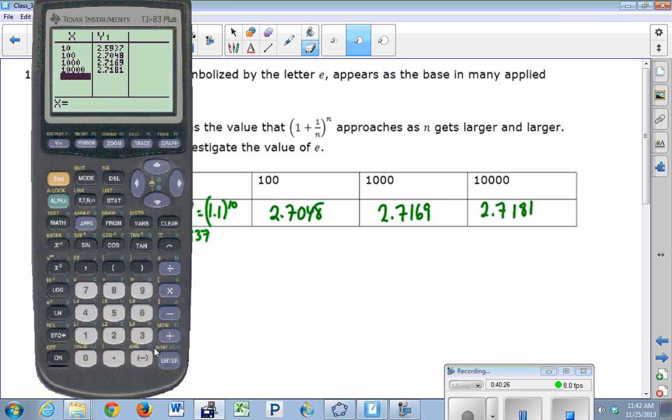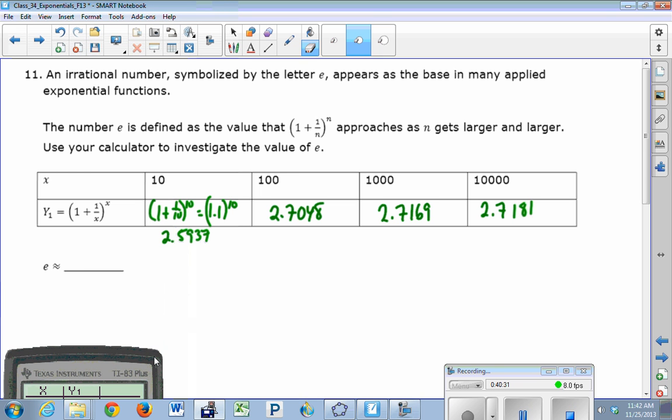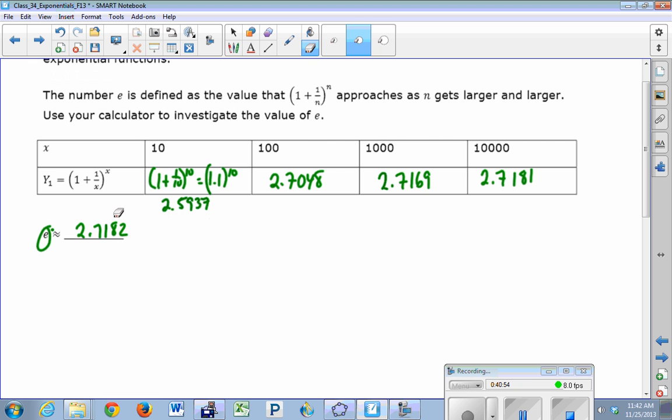181. So if you keep playing this game, you make x bigger and bigger and bigger, it's going to approach the number e, which is approximately 2.7182 if we rounded it to 4 places. So that's the number that this approaches. If you were to graph this, this would be like the horizontal asymptote, 2.7182. So if you graph this function and let x get really big, this number is not going to get beyond the number e.